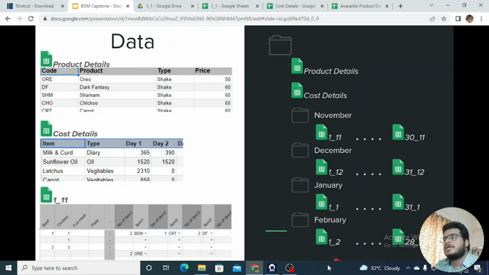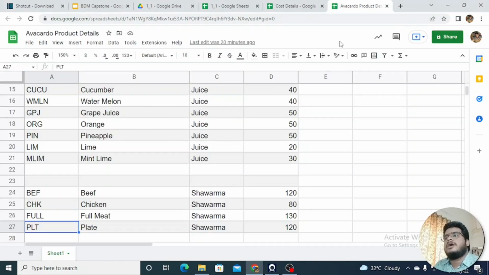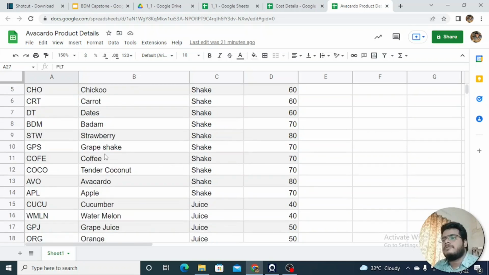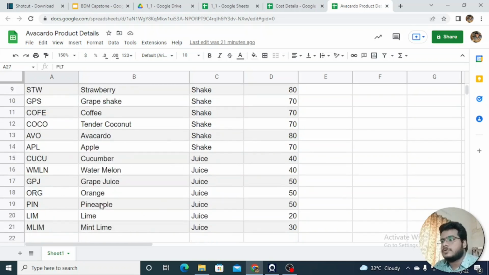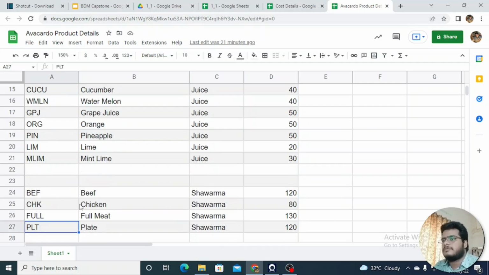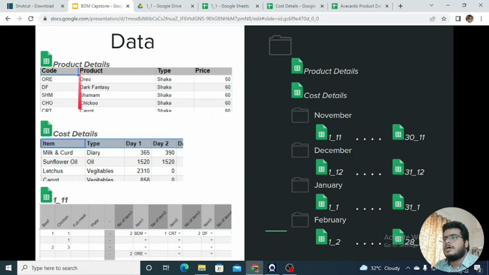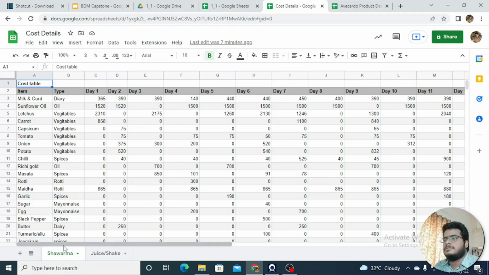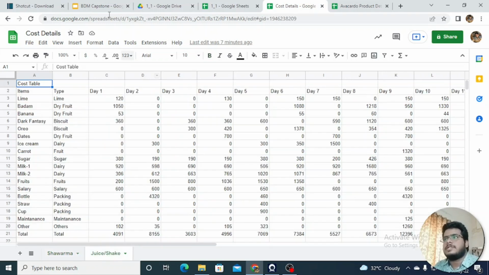Now let's take a look at the kind of data that is available for us to conduct this particular study. The first one is the product details, where we have the product name, product code, and the price of each of those products. We can see that there are around 20 juices or shakes, and there are 4 types of shawarmas also. The next kind of data that we have is the cost details, where we have the daily expense on the raw materials of shawarma and juice as well.